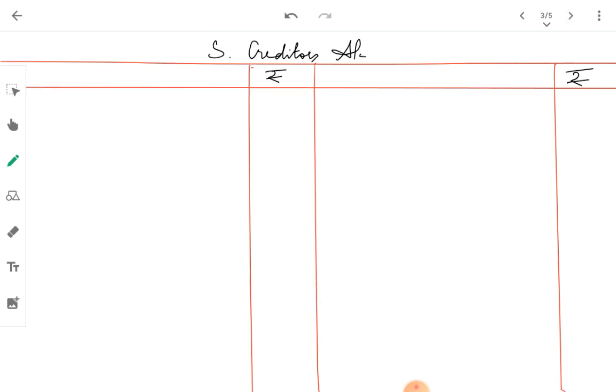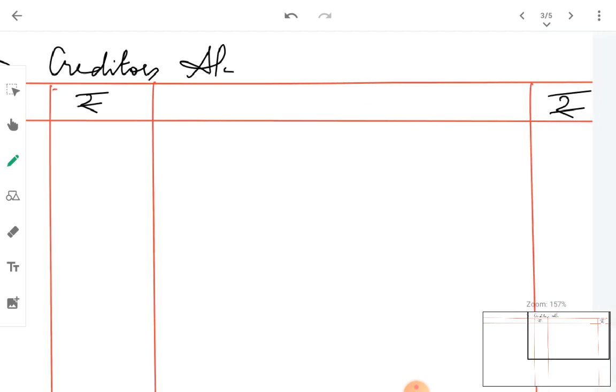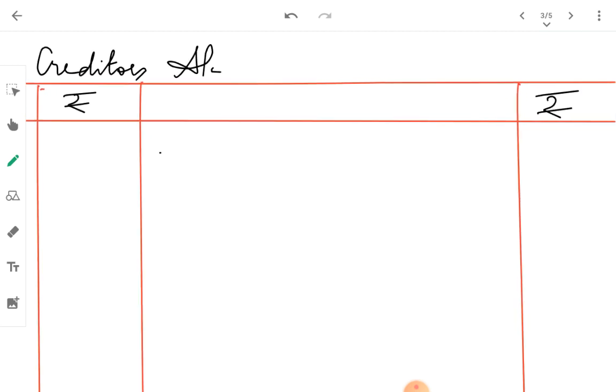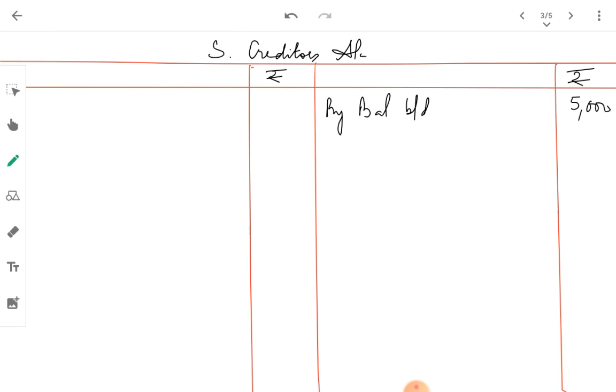Next, let's move on to the sundry creditors account, because only the balance that is available in cash can be used to pay the creditors. So let's open the creditors account. In case of creditors account, we have a balance from the balance sheet, and remember the date column as well. So under this column, by balance brought down from the balance sheet, rupees 5,000. So far in case of sundry creditors, we have this amount. Now we don't know yet how much is available.